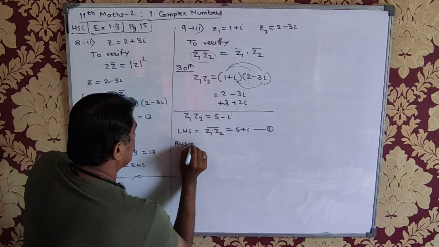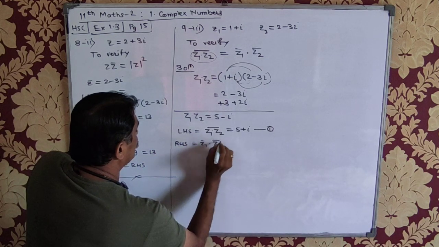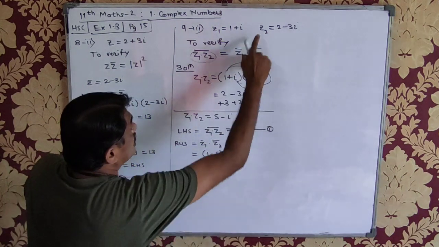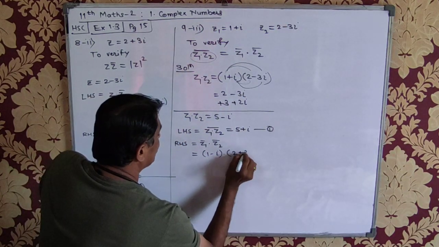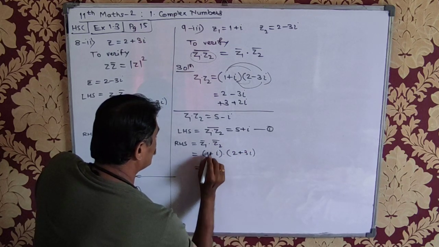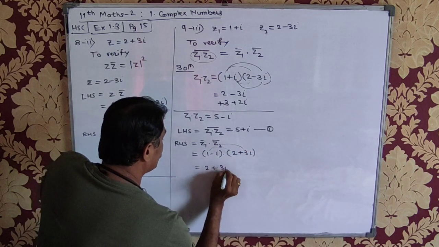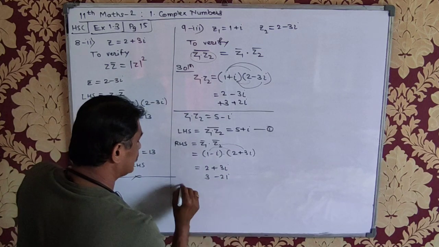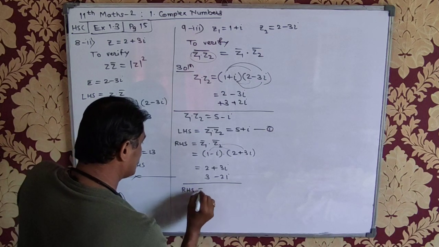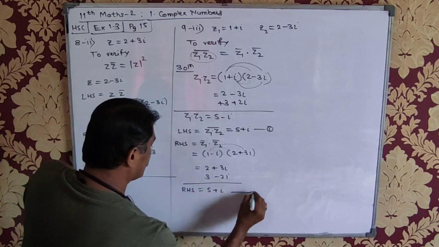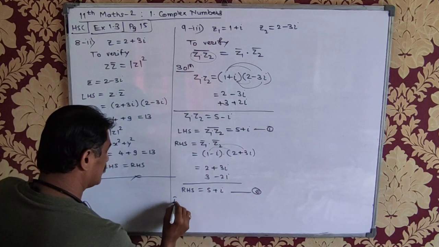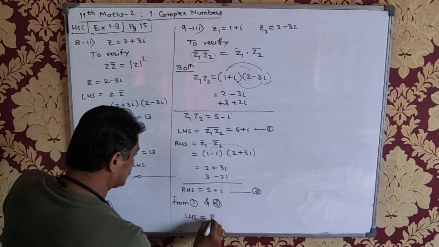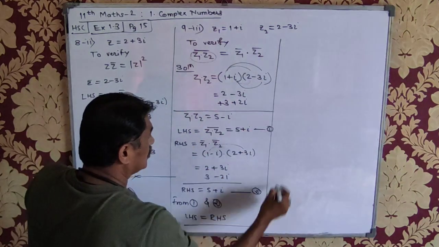RHS is Z1 bar into Z2 bar. Z1 bar is 1 minus i. Z2 bar is 2 plus 3i. Open the brackets: 2 plus 3i minus 2i minus 3i square, which is plus 3. So RHS is equal to 5 plus i, equation 2. From 1 and 2, LHS is equal to RHS. Is this okay? Yes.